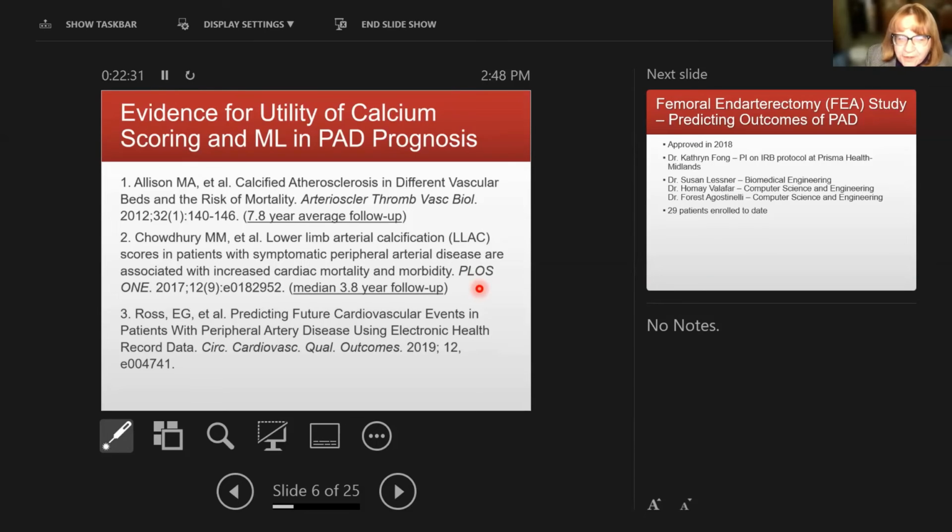So we define adverse events in peripheral arterial disease using the acronym MALE, which stands for major adverse limb events, and that includes death, major amputation, or the need for reintervention following the initial surgery or endovascular treatment. And these recent studies indicate that lower extremity calcification can serve as a prognostic tool for these major adverse limb events.